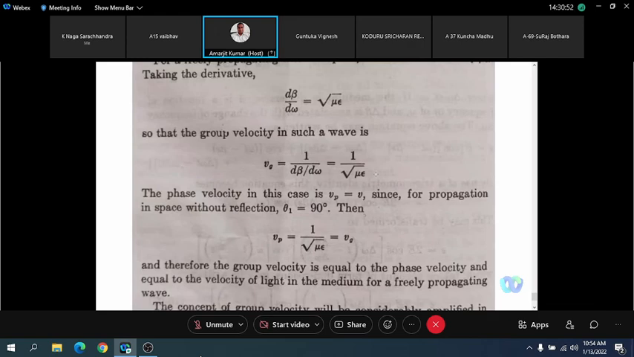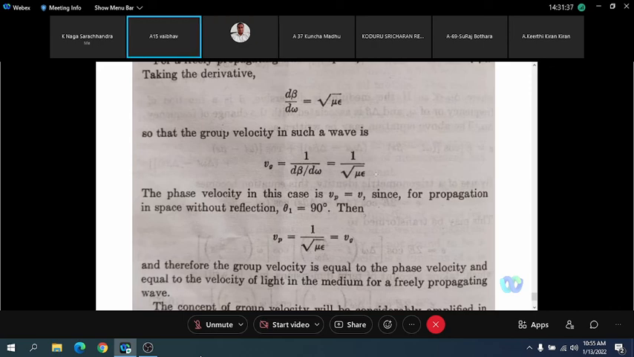And what will be the phase velocity in this case? For a freely traveling wave, the phase velocity Vp is equal to V, and Vg is also 1 upon root mu epsilon, which is equal to V. So basically Vp is equal to Vg is equal to the velocity of light V in free space, for a freely traveling wave. So the product Vp into Vg will be equal to C square, or you can say V square.